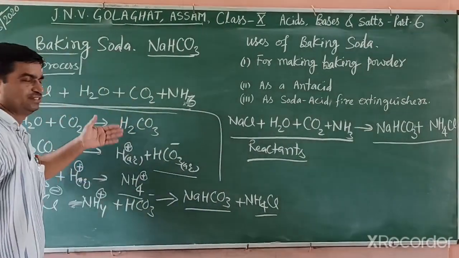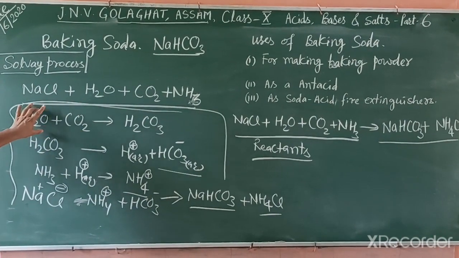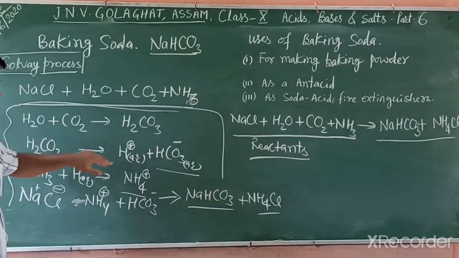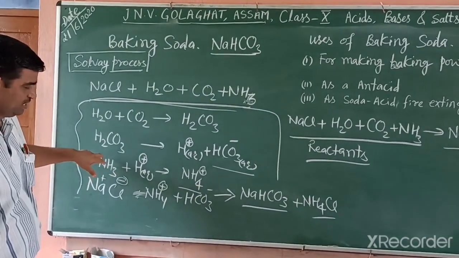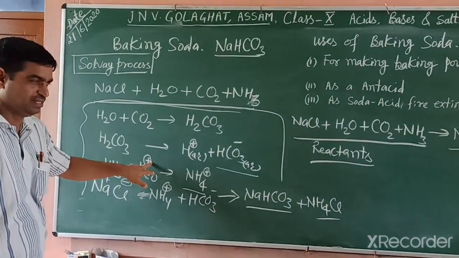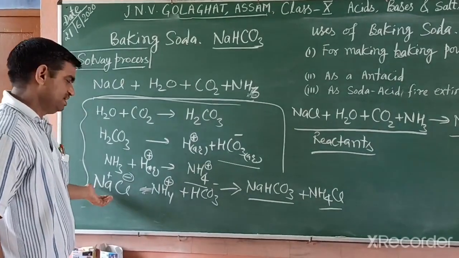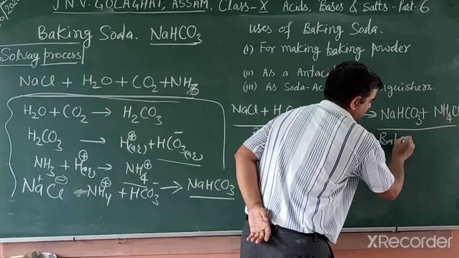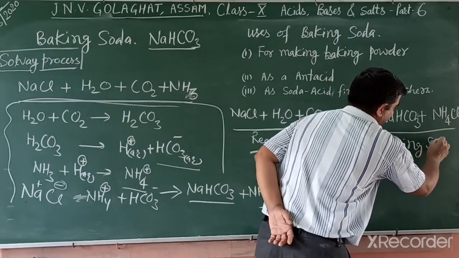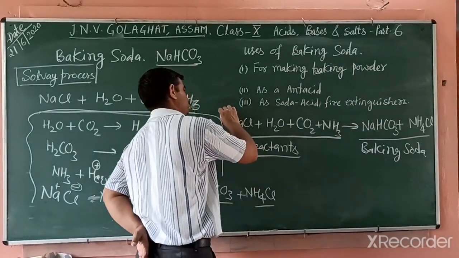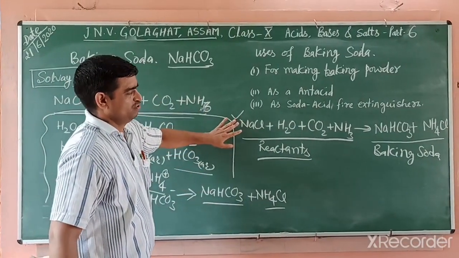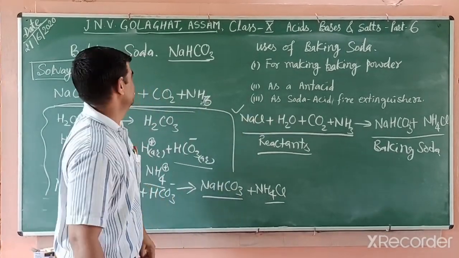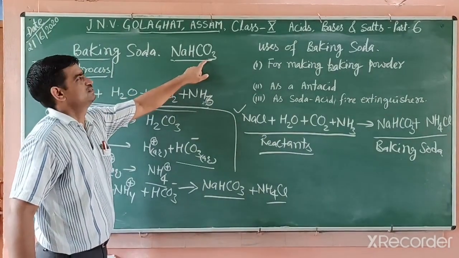But actually this reaction happens in such a way: first carbon dioxide and water react, forming carbonic acid, which then dissociates into ions. Ammonia abstracts a proton because ammonia is a base and hydronium ion is an acid, so they form ammonium ion. Then they are separated into ions, and you get baking soda. So in 10th class you have to learn only this reaction. So the method of preparation of baking soda is this, and its chemical name is sodium hydrogen carbonate.